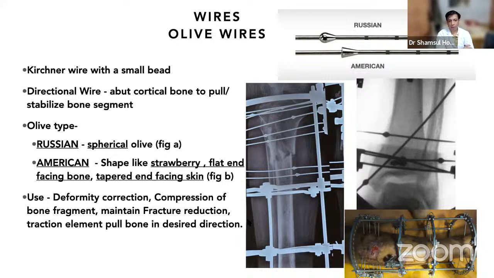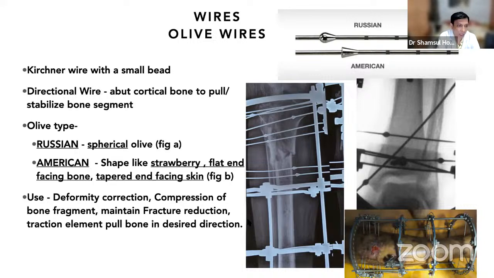You can use olives and continuous olives like CC screws. CC screws we use from the medial or lateral side only, whereas olive wires you can use in multiple directions in all these fractures. This gives very good compression for the fractures, for different translation and different deviation. So the directional bar pulls the cortical bone to stabilize the bone segment.